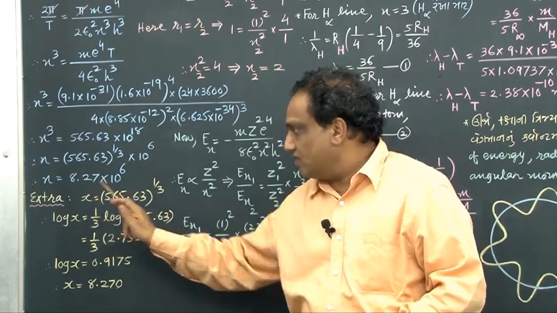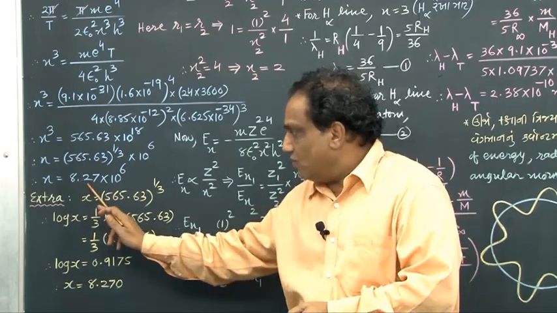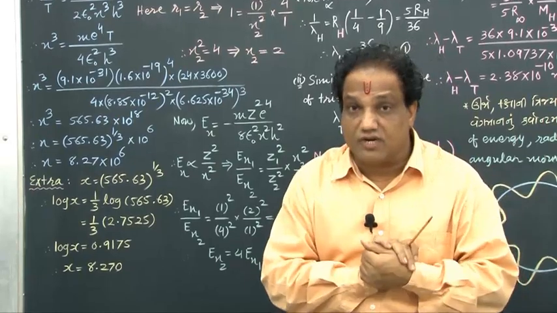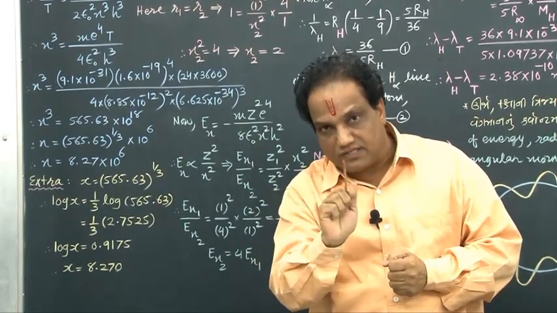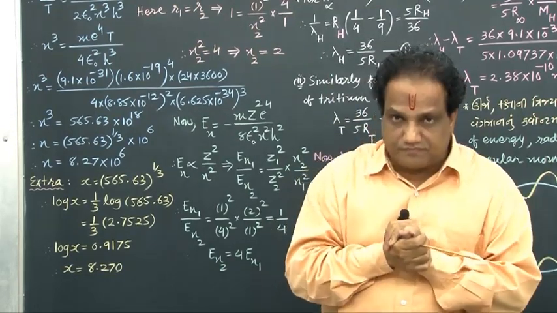So if you speak out this value in words, it is 82 lakhs 70,000. Correct? Now what does it mean?